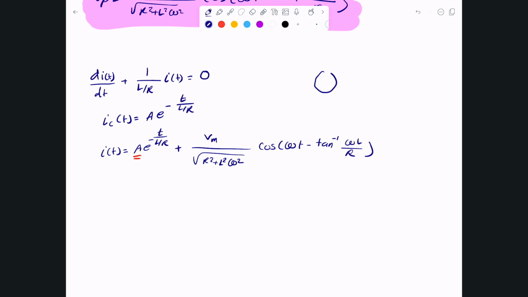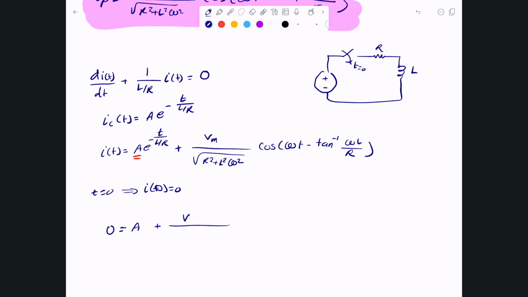And if you remember, the circuit is just simply a voltage source with a switch in here, and then there's a resistor, and then there's an inductor. Okay, that's R and that's L, and at t equals 0 the switch closes. So if we assume that initially there was no current flowing through this inductor and resistor combination, we can say, well, at t equals 0, I of 0 happened to be 0, and what we have to do is just substitute in this equation. So we have 0 equals A e to the power 0, which is just simply 1, plus Vm over the square root of R squared plus L squared omega squared, cosine of 0 minus tangent inverse omega L divided by R. But of course, the cosine of negative theta is the same as the cosine of theta, so we can just technically take the negative out. Okay, that's what we're left with.